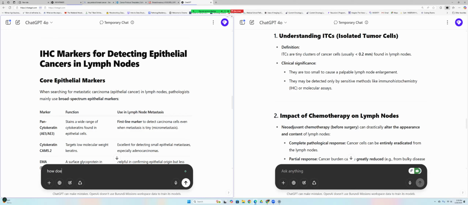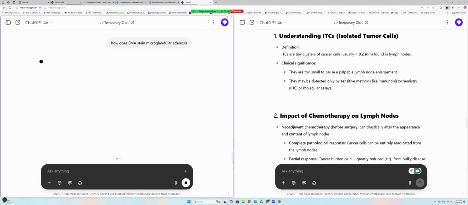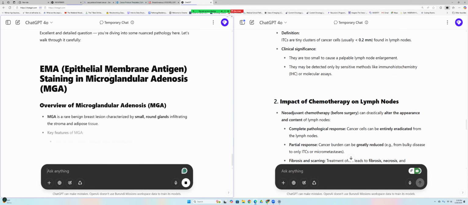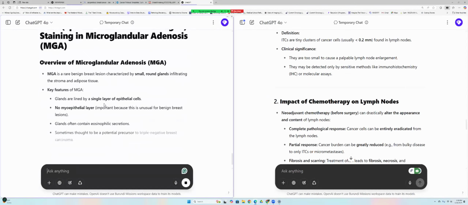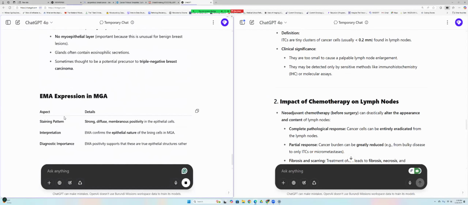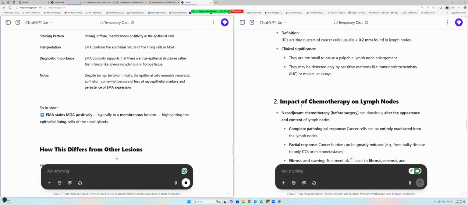How does EMA stain microglandular adenosis? Okay, let's come back here quickly. EMA is fairly positive in epithelial cells. So it's going to be EMA positive, but S100 negative. Now let's come to the impact of chemotherapy on lymph nodes.